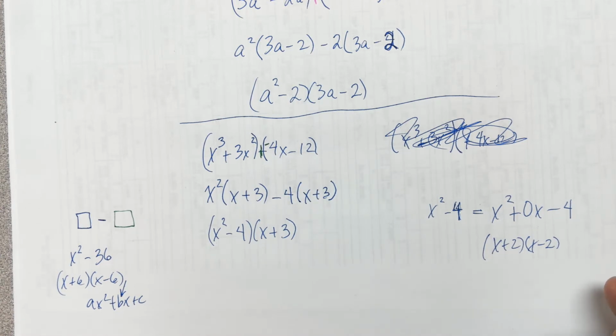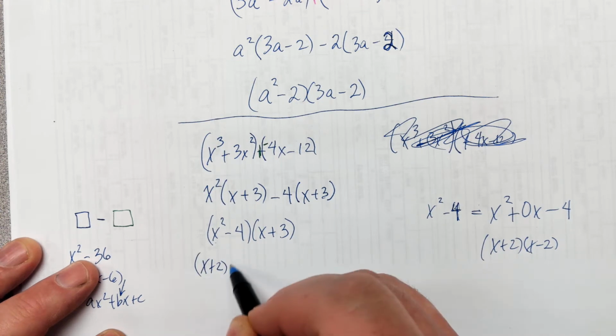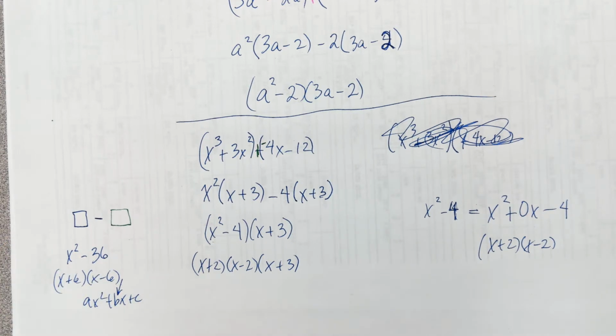So what would be the answer? This part would become x plus 2 times x minus 2, and x plus 3. That's it. If we were to check it, you could multiply everything back together and you would get back your original problem. What about if we check it with the x squared minus 4? You would still get the same thing back. This is just not broken down all the way.